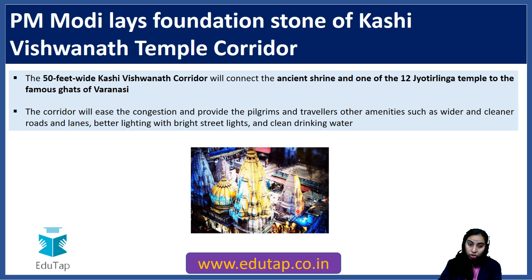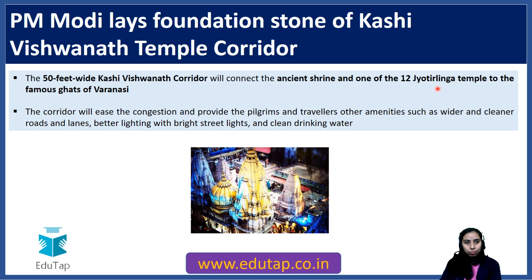corridor the ancient shrine of Kashi is going to be connected to the various Jyotirling temples and the ghats of Varanasi. So you can see the modification of the city, the modernization of the city, its cleanliness, all things would be covered here. The decongestion of the city is also going to take place. So that is a very important and precious gift which the Prime Minister has given to his own constituency.